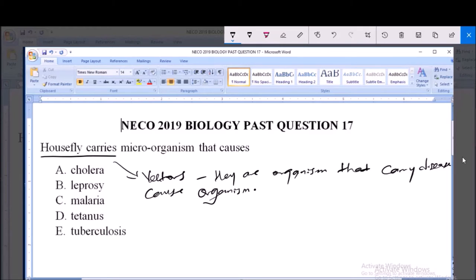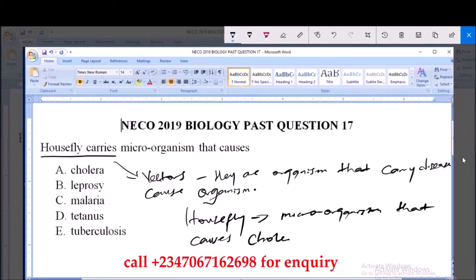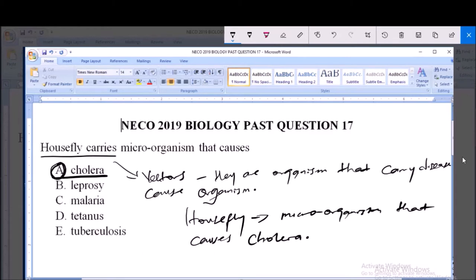Now, housefly carries the pathogen or the microorganism that causes cholera, and that is option A. So the microorganism that causes cholera is actually carried by housefly, and this is transferred when housefly comes in contact with our consumable products. So housefly carries microorganism that causes cholera, and that is the answer to this question.